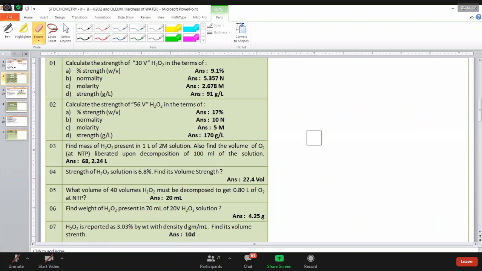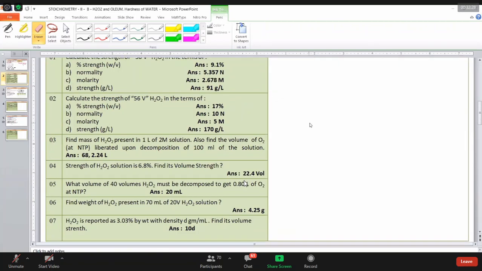Come on, question number 3. Wait a minute. Question numbers 3, 4, 5, 6, 7, take it as homework. Those who have done the third question, very good. Just take a screenshot of all the questions and this will be your homework. Those who have done 3, go to 4, 5, 6 and check the answers. Very simple, you people are genius.